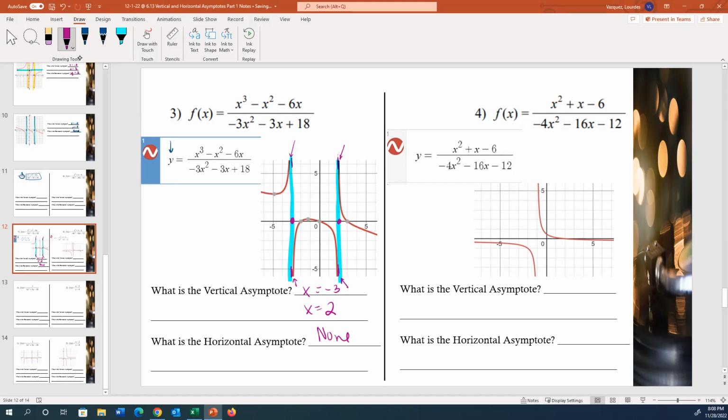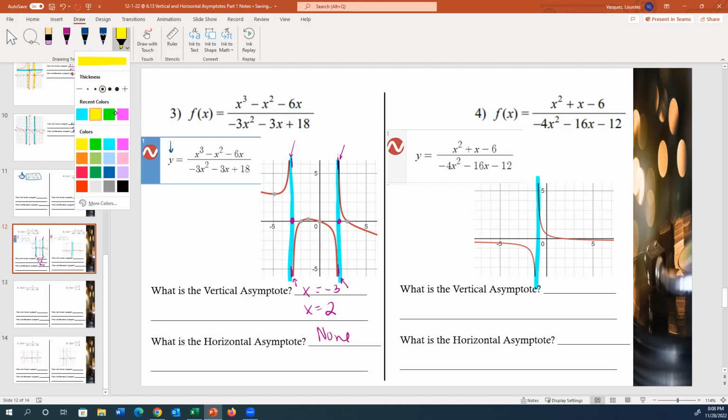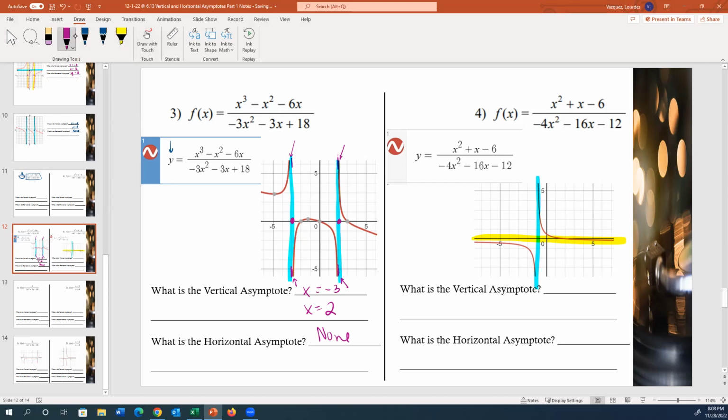And the one on the right, this one has 2 asymptotes. Right here, right? And the other one is here. Okay, so this is going to be the vertical is x is equal to -1, and on the y, it's equal to 0. All right, let's try another one.